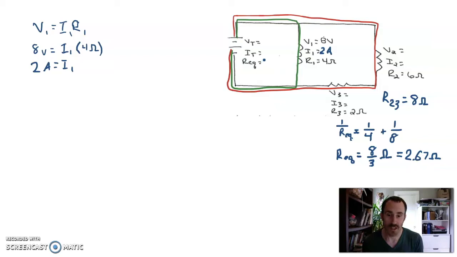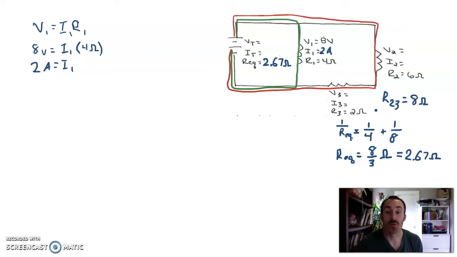So I'm going to put that in here, 2.67 ohms. The next thing I'm noticing here is that this branch, the green path, has a total resistance of 4 ohms, and the red path has a total resistance of 8 ohms. The red path has twice the resistance that the green path has.